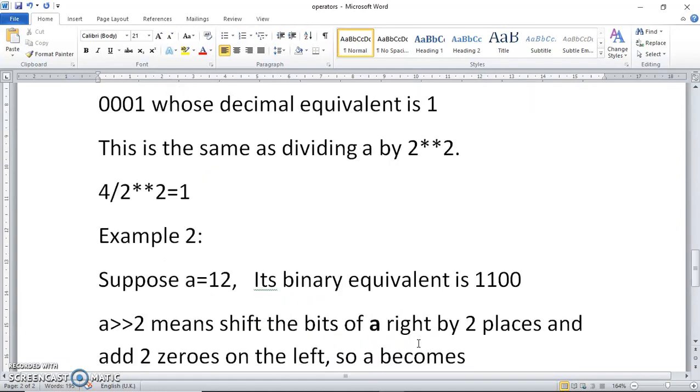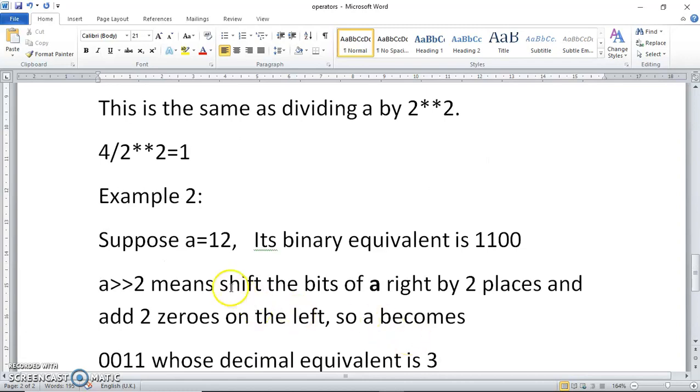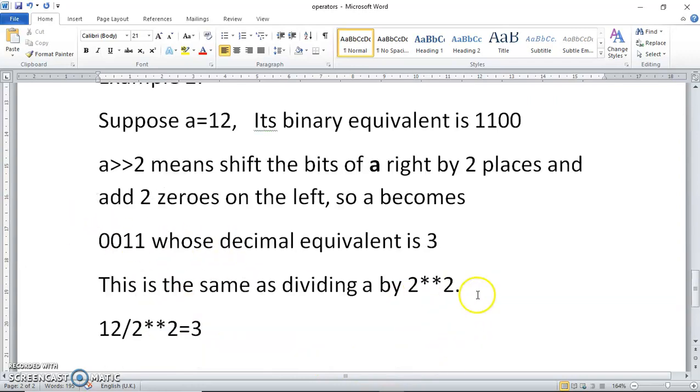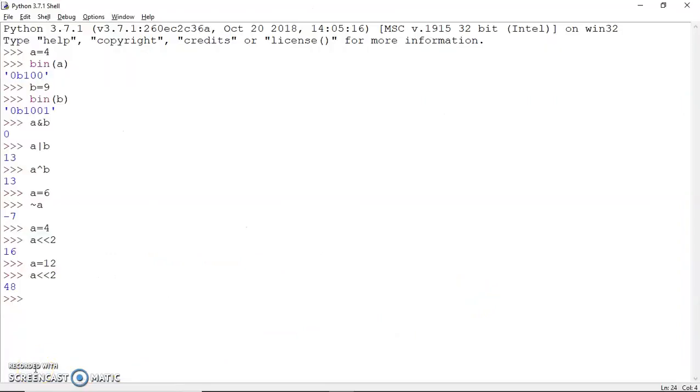Okay, similarly here let's take an example of a is equal to 12, its binary equivalent is 1100. So right shifting it means when we shift it towards the right, these two zeros vanish and two zeros are added to the left, so it becomes 0011, which is equivalent in decimal to 3. So we had the number 12, when we right shift it by 2 bits, we get the decimal equivalent as 3, and it's the same as dividing 12 by 2 raised to power 2, so we get the answer as 3. Let us now go to the Python interpreter to check this.